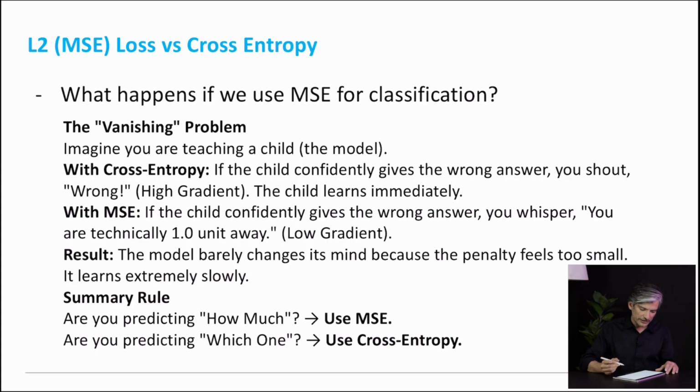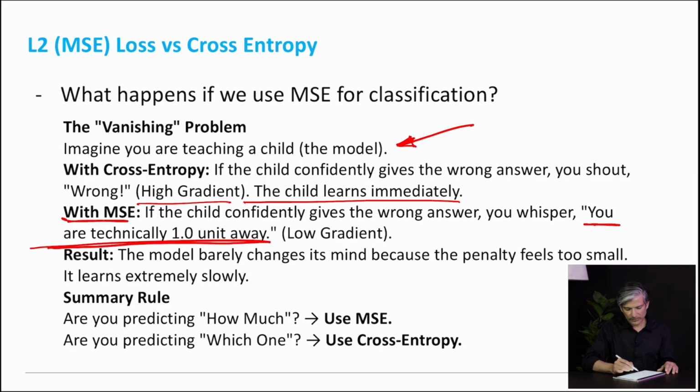Another intuitive way to think about it is, it's like teaching a child, which is the model. With cross entropy, if the child confidently gives you the wrong answer, you shout wrong. High gradient, and the child learns immediately. But with MSE, if your child confidently gives you the wrong answer, but you say, you are technically 1.0 units away, you get a low gradient. You can use the MSE loss, the L2 loss, for classification, but the training will be very slow because you're just saying, okay, you're just 1.0 away. And what is the result? The model barely changes its mind because the penalty feels too small.